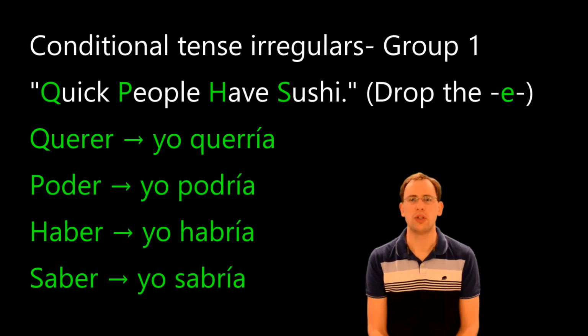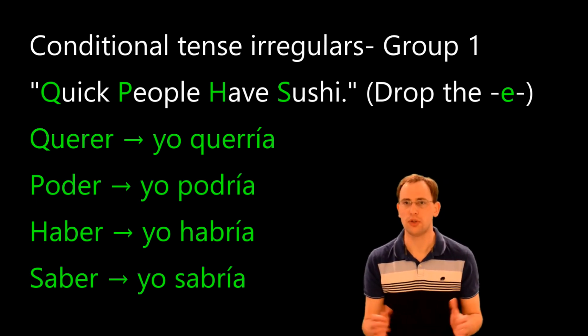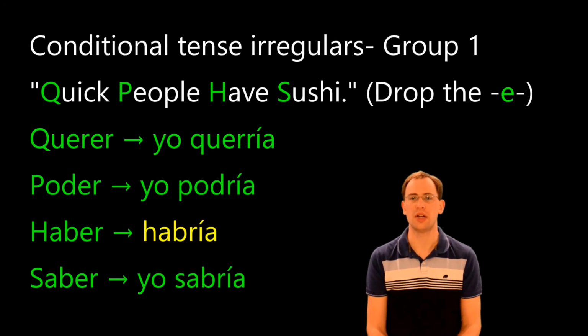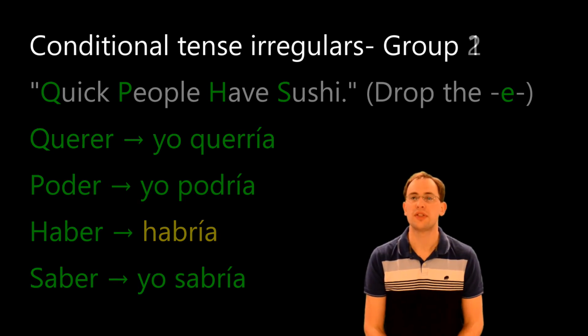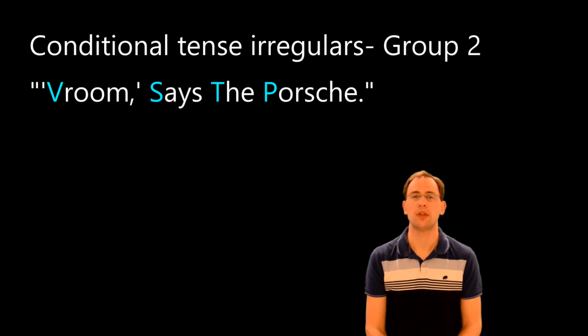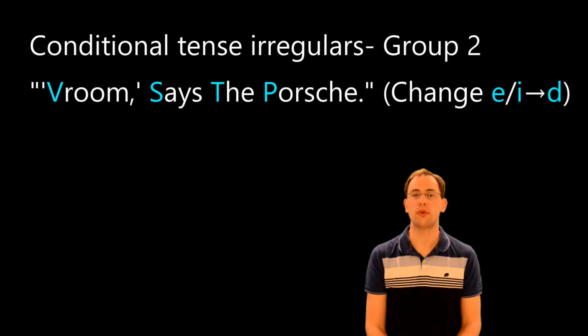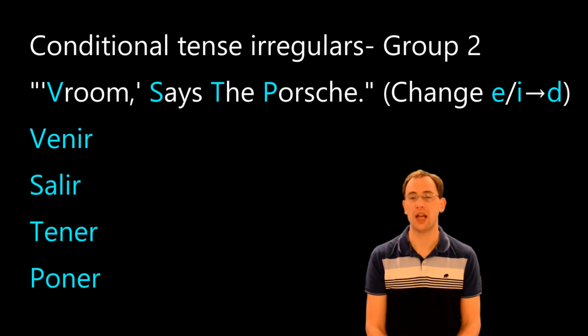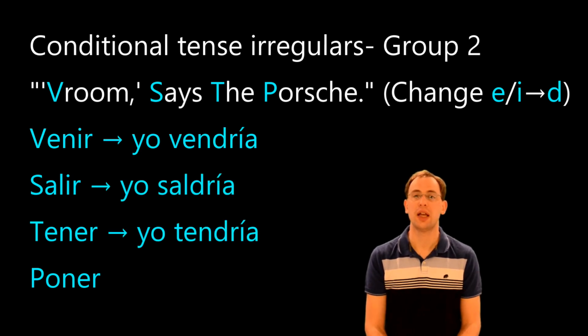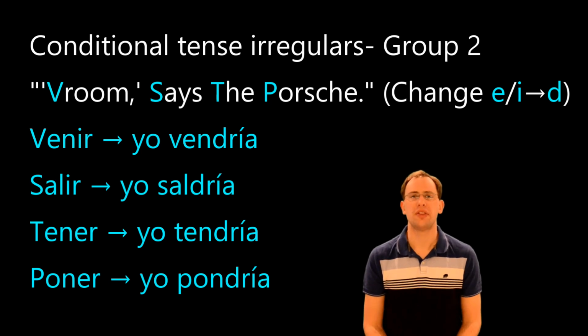Now with haber, we probably wouldn't use that in the yo form. We'd use that, just like we did in the future, in the third person singular, which is also habría, but with no pronoun. And that would translate as there would be. For the second group, we're going to have the same saying, vroom says the Porsche, and those verbs are going to be irregular in the same way they were in the future tense. That is to say, we change the E or the I in the ending to a D. So for venir, salir, tener, and poner, the yo form in the conditional is going to be vendría, saldría, tendría, and pondría. Remember that these verbs are irregular in all the forms. I'm just giving you the yo form to illustrate what that irregularity looks like in a conjugated form of the verb.